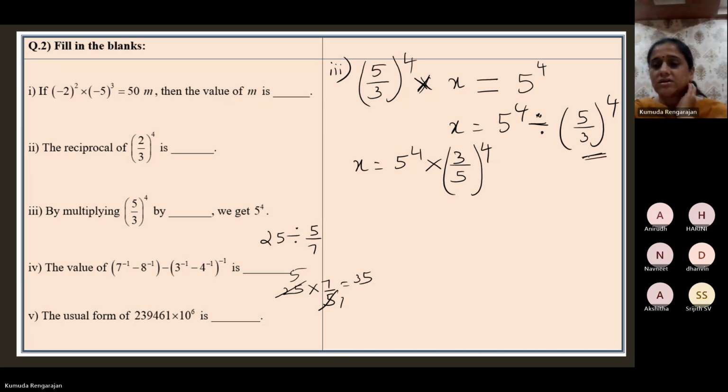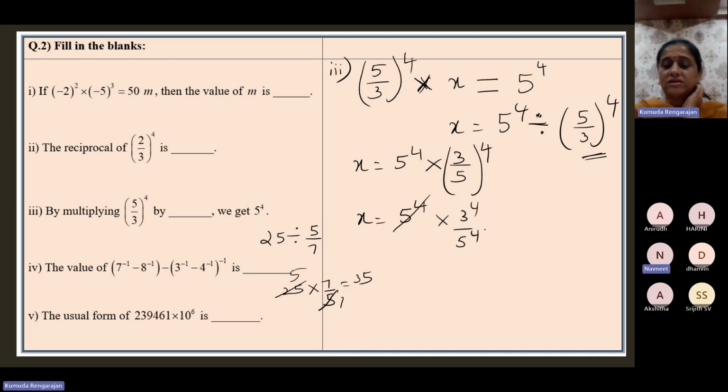Yes, ma'am. So reciprocal, we'll change the base. 5 by 3, we'll write it as 3 by 5. So we write the power as it is. So x is equal to 5 to the power 4 into 3 to the power 4 by 5 to the power 4. So this gets cancelled. So x is equal to 3 to the power 4.